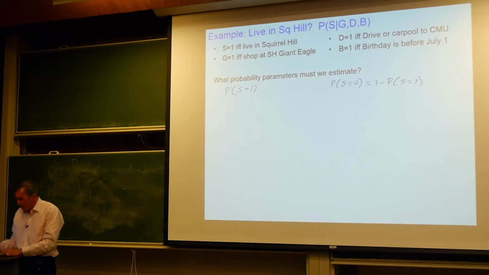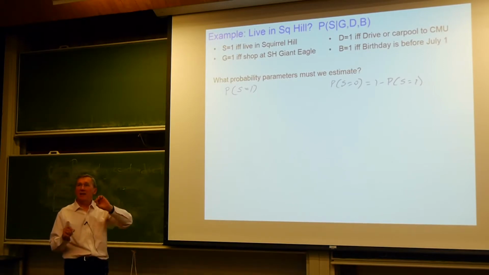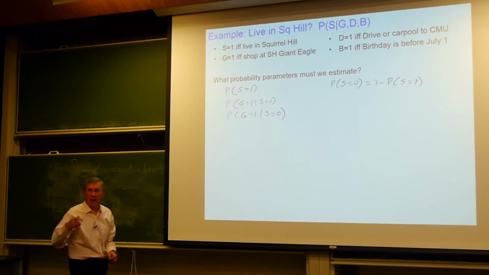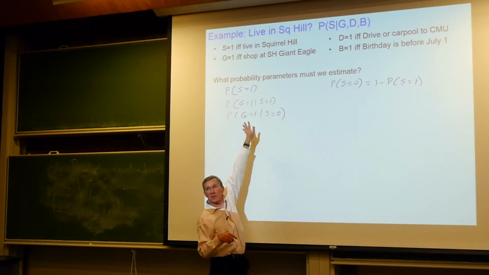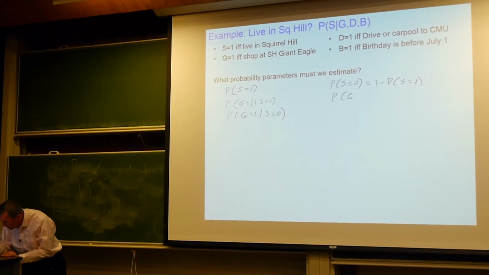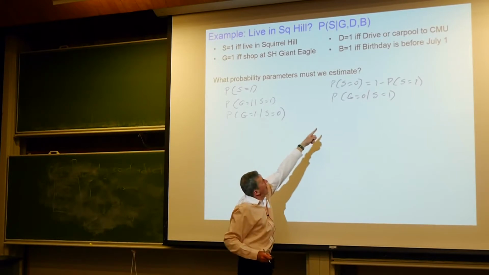And then for G, for this one, what will I need? For P of G given S, I'm going to need a bunch of terms, right? I need P of G equals 1 given S equals 1. I need P of G equals 1 given S equals 0. I need that as an additional one we're going to estimate. I can't calculate the second one from the first one. But from this first one, I can get P of G equals 0 given S equals 1, right?